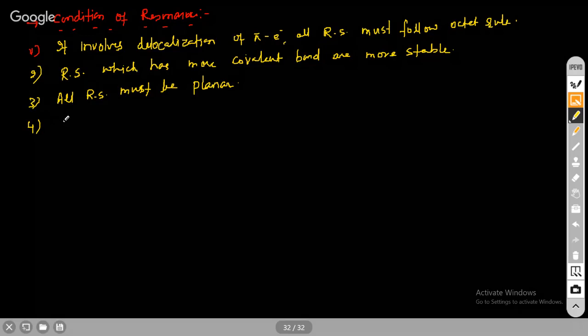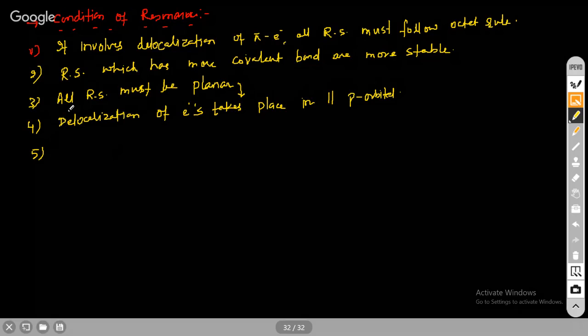Next one, delocalization of electrons takes place in parallel p orbitals, right? And which is only possible when the molecule is planar. That's what it is.